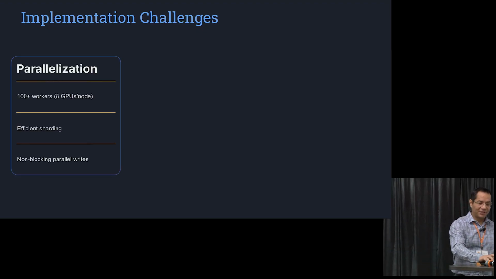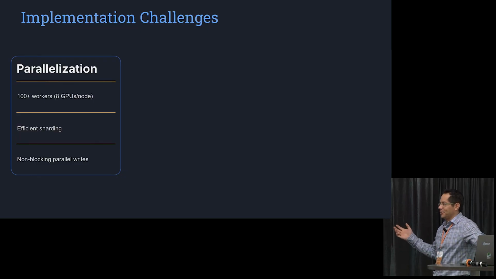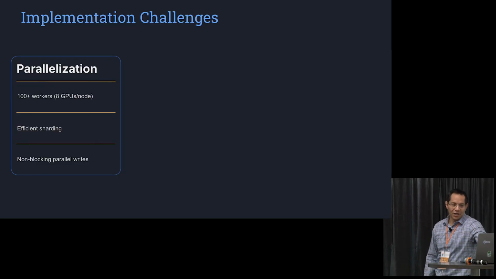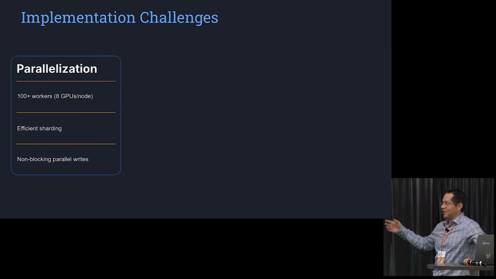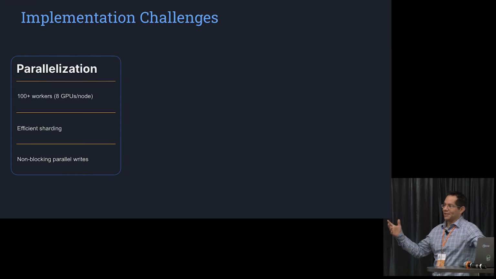So I'm going to talk about some of the implementation challenges, and there's basically 3 buckets. First of all, how do you properly parallelize? You need a lot of parallelization to do this in any kind of reasonable amount of time. We are often running with 100+ workers, let's say 16 nodes, 8 GPUs per node. You have 128 GPUs going at the same time. You have to be efficient in terms of your parallelization.